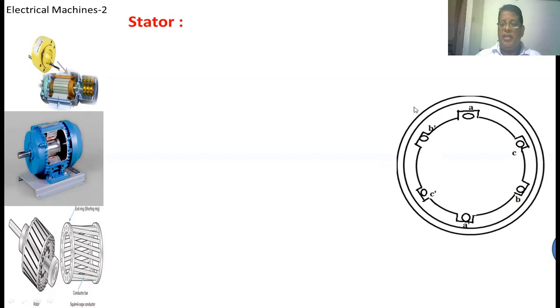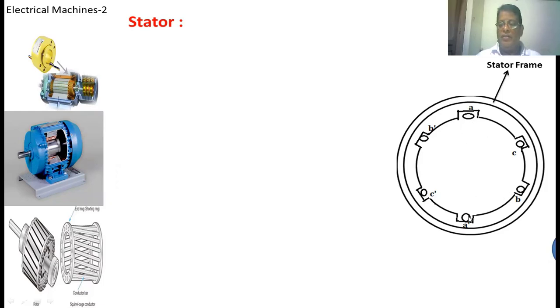It consists of a stator frame, to which the stator core is attached. It is a laminated body to reduce the eddy current losses as well as hysteresis losses. The outer periphery of the stator core is slotted to house the three-phase stator winding. But here in this diagram, we have shown only 6 slots.